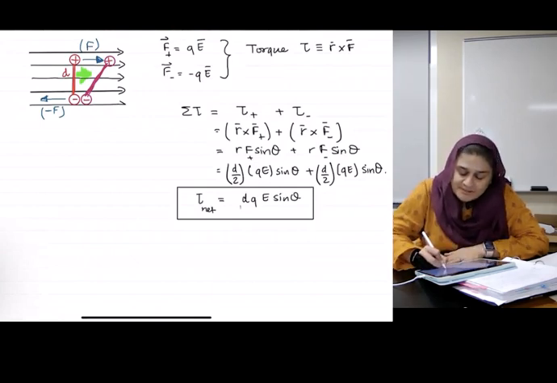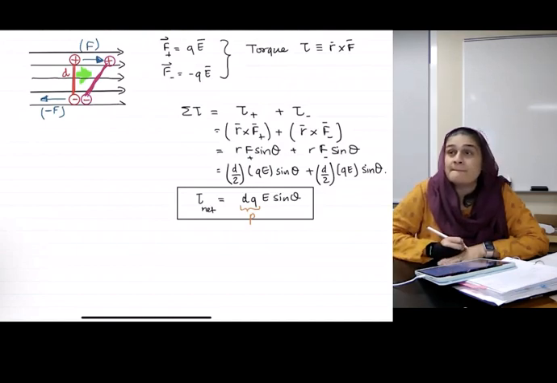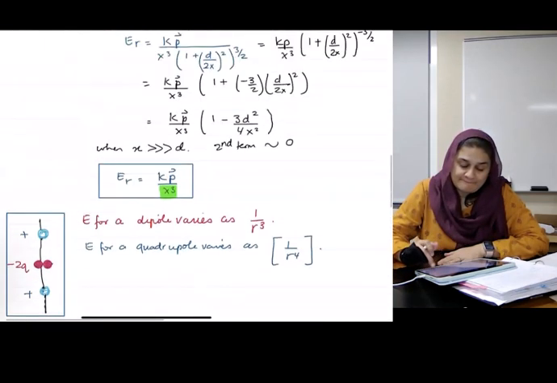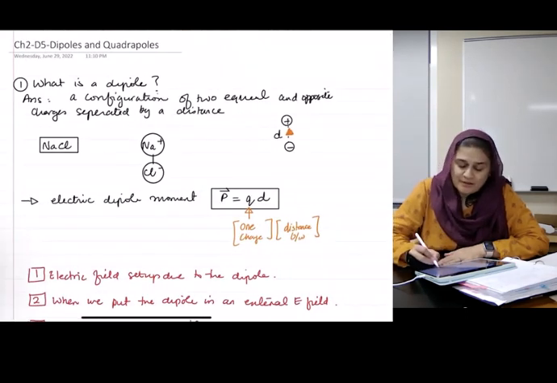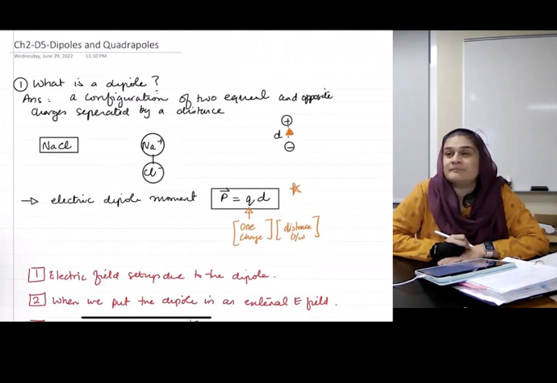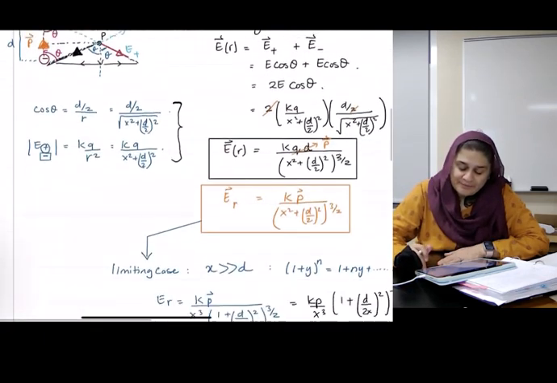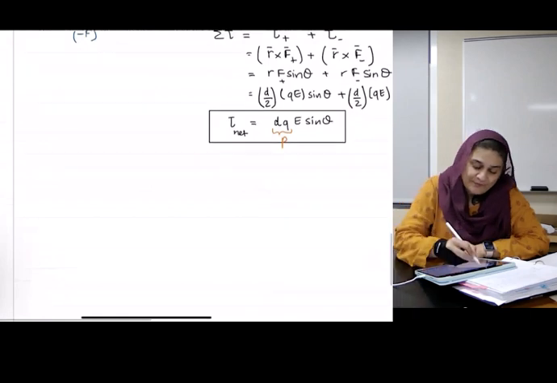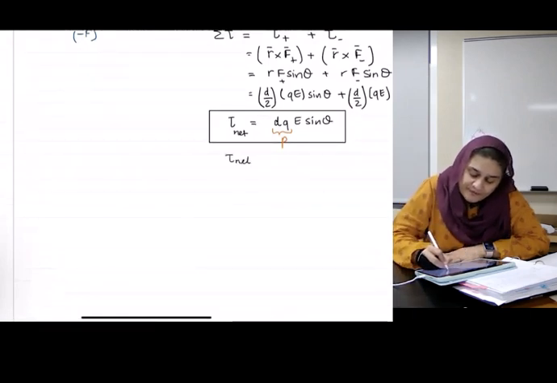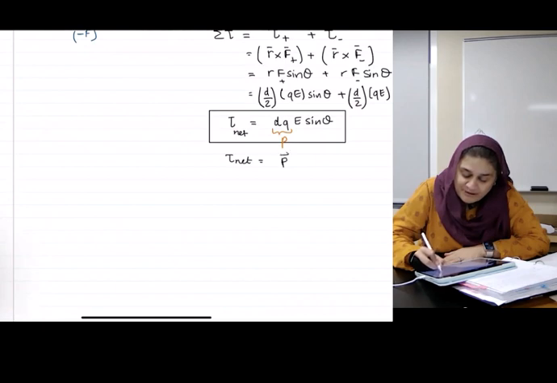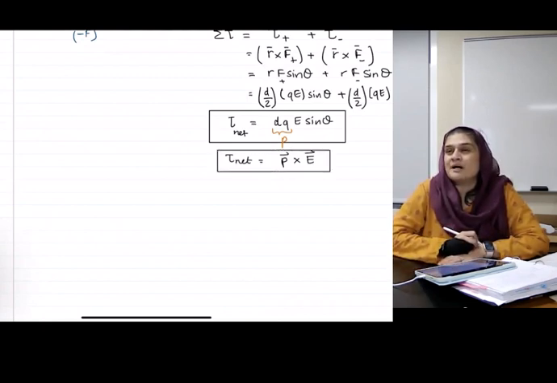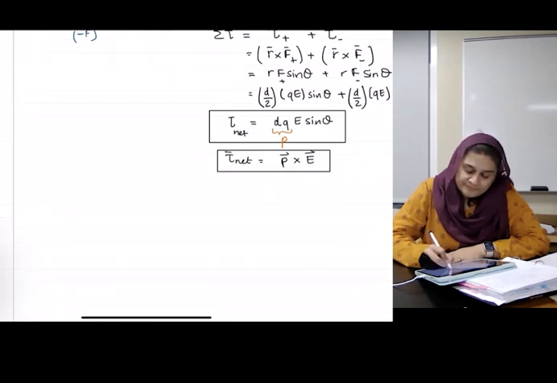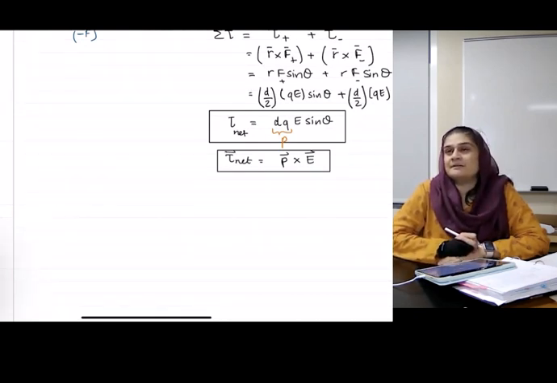Did we call this P? From here, so may I replace that by vector P times E, a cross product, resulting in the net torque.